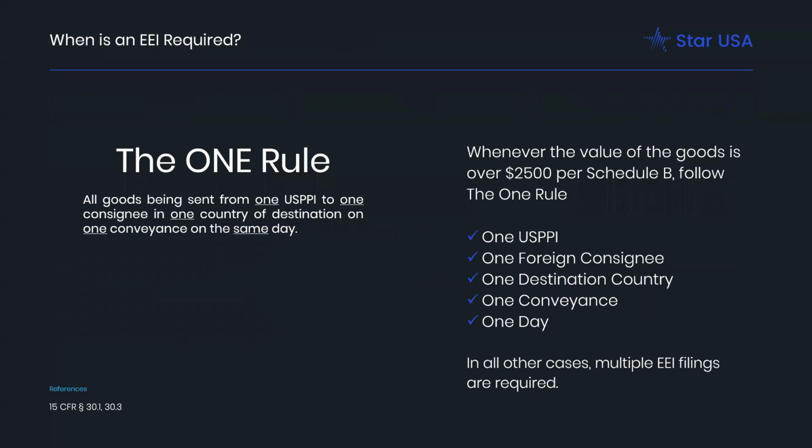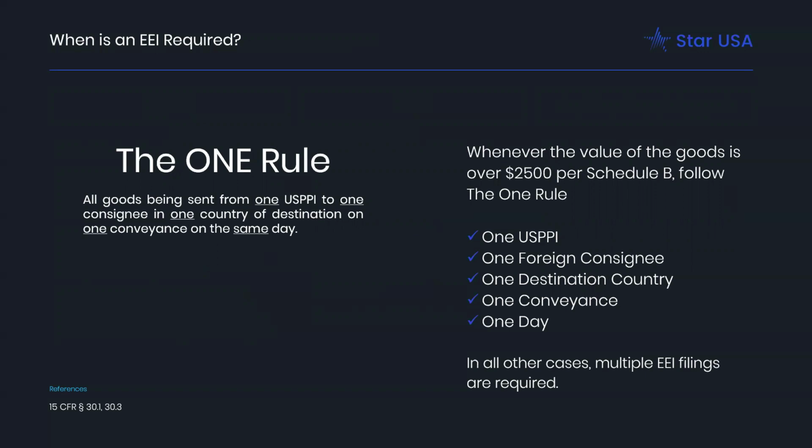So when is an EEI required? The electronic export information is required to be filed for all exports, and you have to follow the one rule. The one rule states that all goods being sent from one USPPI to one consignee in one country of destination on one conveyance on the same day constitutes an EEI filing, when all those criteria are met.